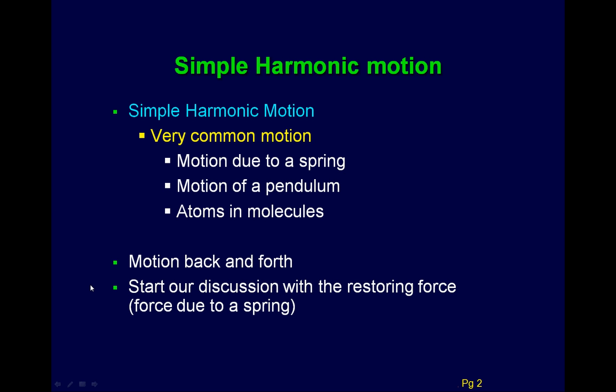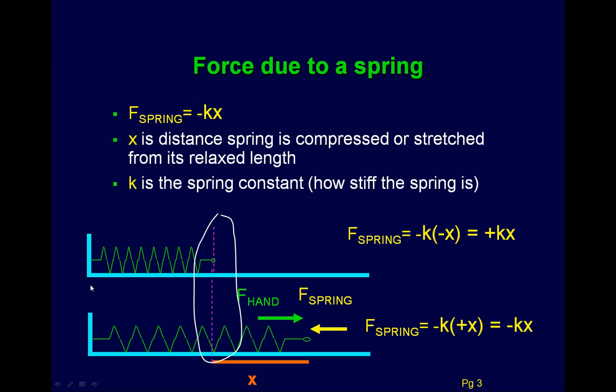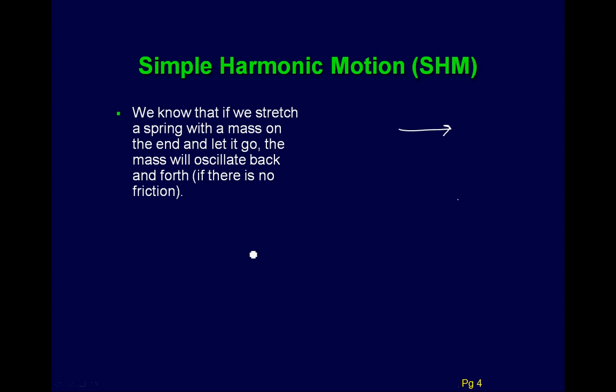A real key point to simple harmonic motion is the restoring force of a spring that we've talked about. So the force due to a spring, we know that the spring really wants to get back to its happy point. It likes to be over here. When you pull it out, it likes to get back over there. If you push it in, it likes to get back over there. This is the key motion to simple harmonic motion: the spring is always wanting to get back to its happy place.